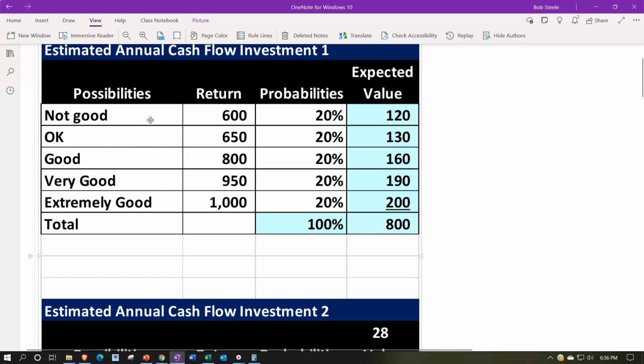You don't really need the names for the categories on the left-hand side. You need basically the numbers here, but sometimes it's useful to have the names of not good, okay, good, very good, and extremely good, and then the numbers that would be representing that if that investment turned out in that way, and then of course our probabilities that need to add up to 100%.